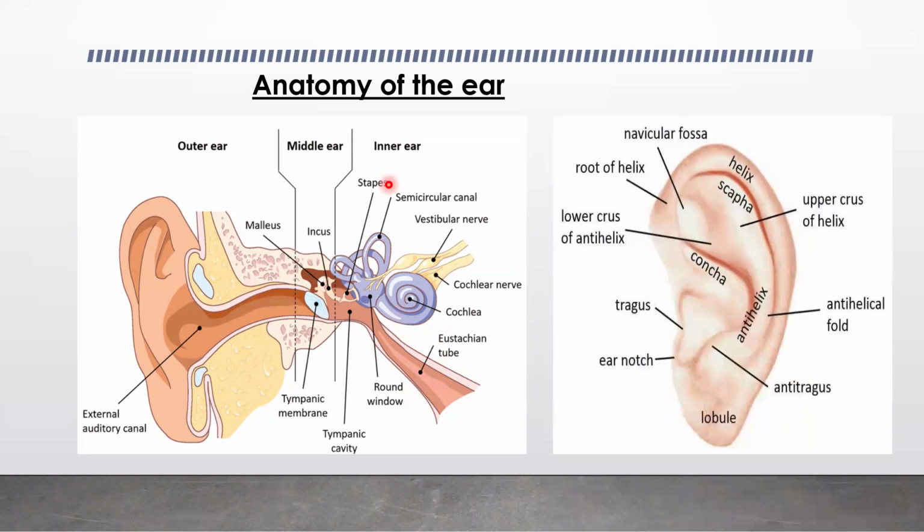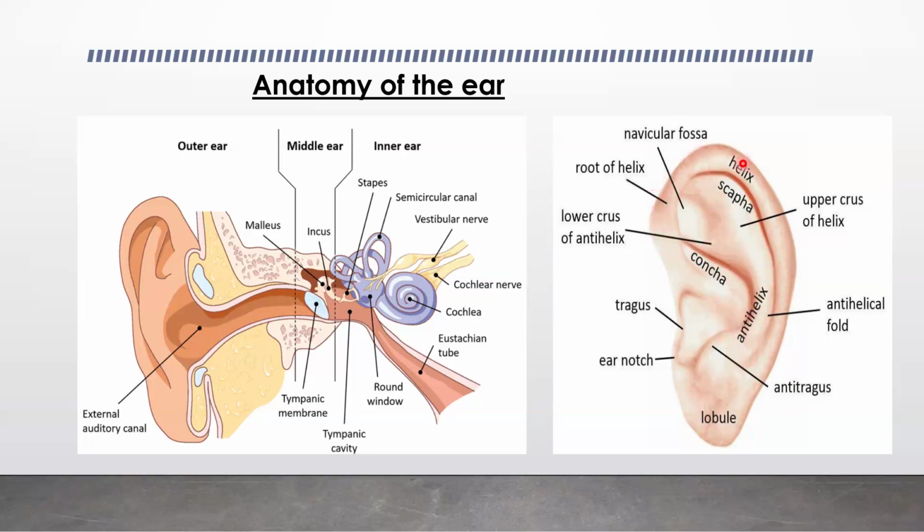And now for the auricle, it is divided into various parts, as we'll see in a few minutes. So it has this lobule, and then you have the tragus at this point. Opposite to it, you have the antitragus, and then you have the ear notch. This is the antihelix. And now, given this is a helix, this is the antihelix, and then this is the antihelical fold. You can see the upper crus of the helix is a scapha, and then the lower crus of the antihelix.